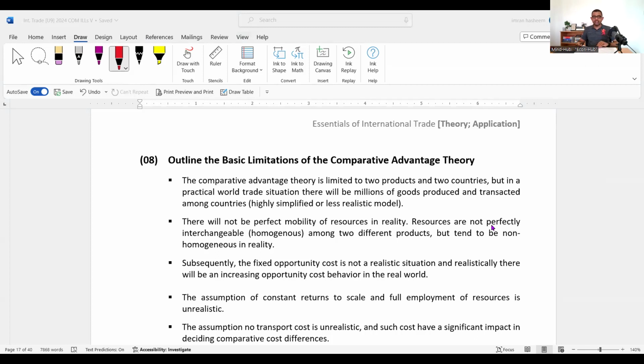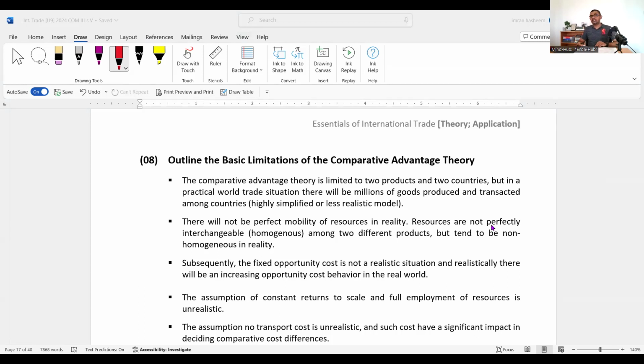It's perfectly homogeneous. The resources are, which is not practical, because we know resources are non-homogeneous or job specific. Yes. And also a fixed endowment of resources. We can assume the endowment of resources is fixed, but in reality it's very dynamic, very fluid. Things keep changing. Then it says fixed or constant opportunity cost. We know constant opportunity cost is an unrealistic situation.